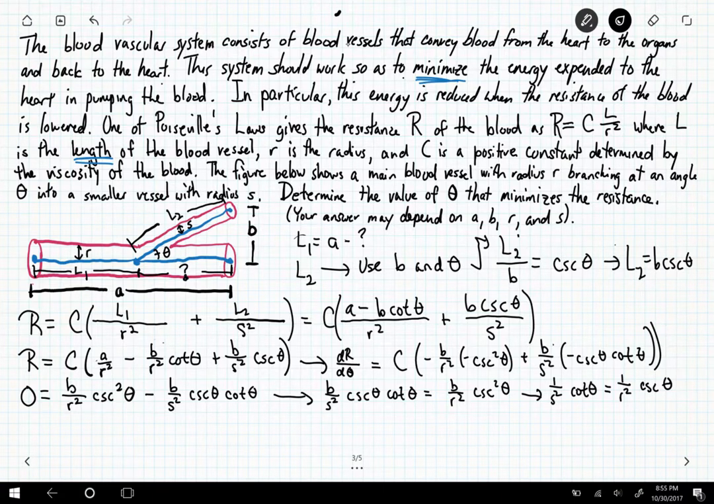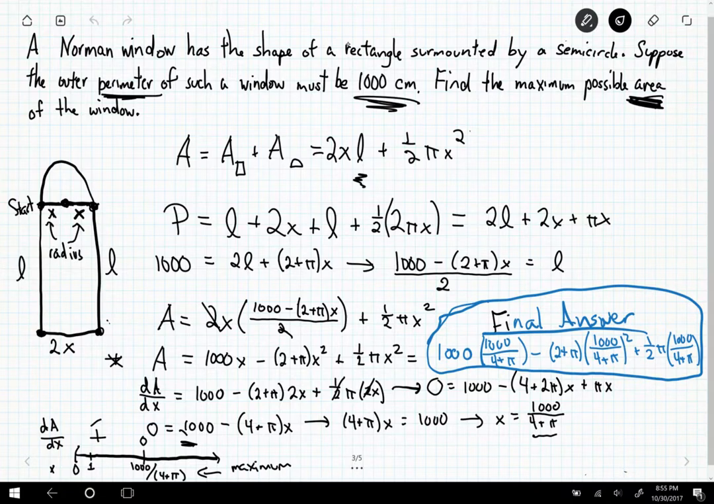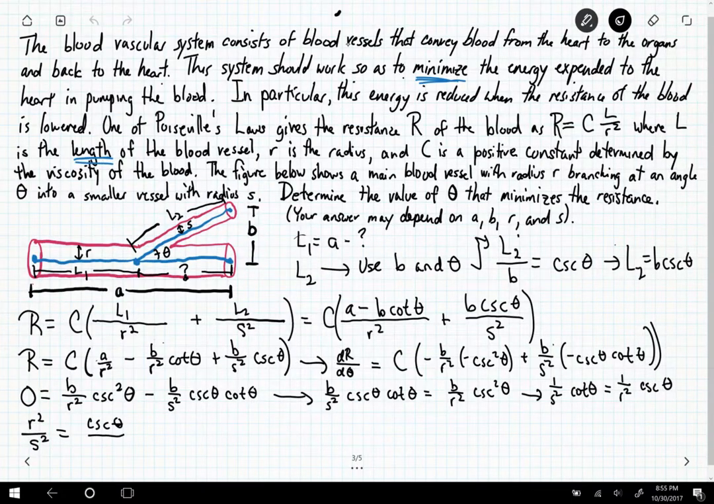So now we're trying to solve for theta, so we probably want to get all our theta terms on one side. And the way to do that, divide both sides by cotangent theta and multiply both sides by r squared. So we're left with r squared over s squared equals cosecant theta over cotangent theta. Now this might be a place where you want to try and write things in terms of sines and cosines. So r squared over s squared.